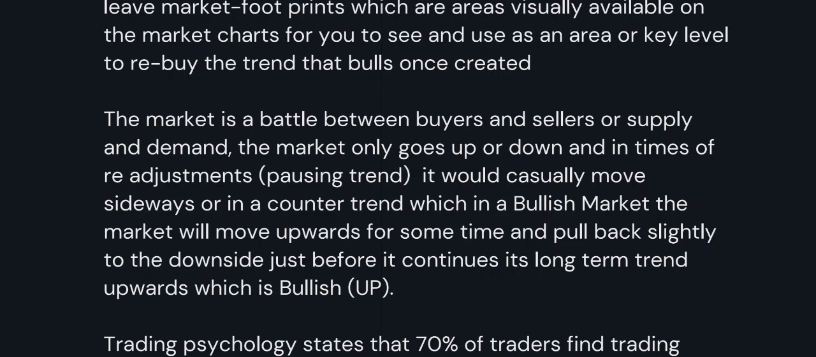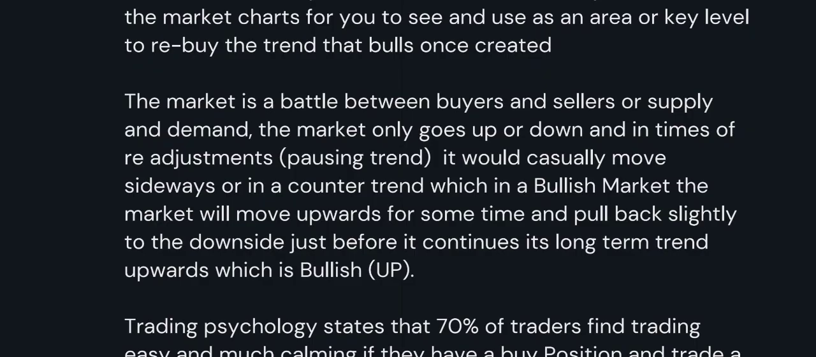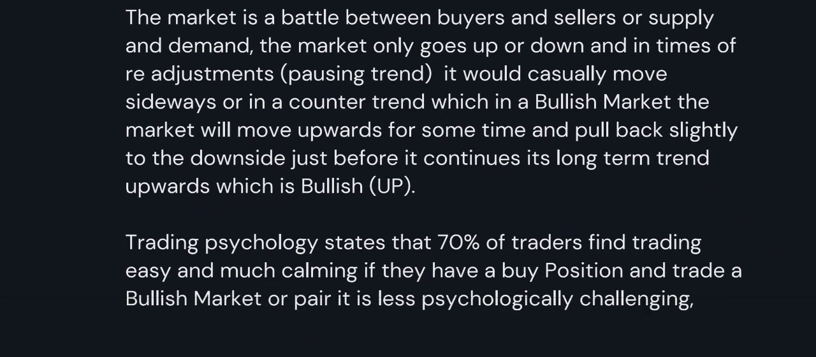The market only goes up or down, and in times of readjustment, where it's pausing or where it's breathing out, it will then pull itself back or move sideways before it continues in the direction that it should be trending in. It will casually move sideways when it's pausing or in a counter trend, which in a bullish market means the market will move upwards for some time and pull back slightly to the downside just before it continues its long term direction upwards, which is bullish, that's up.